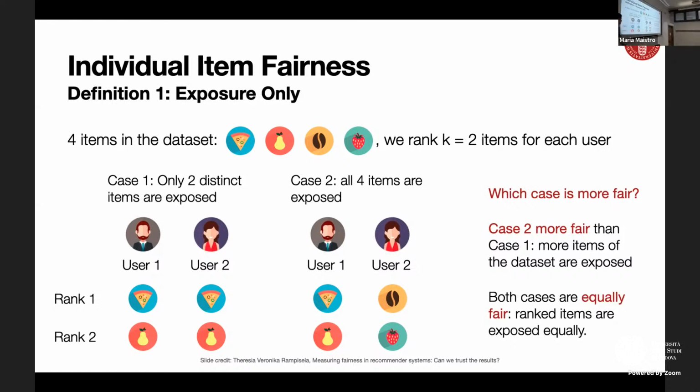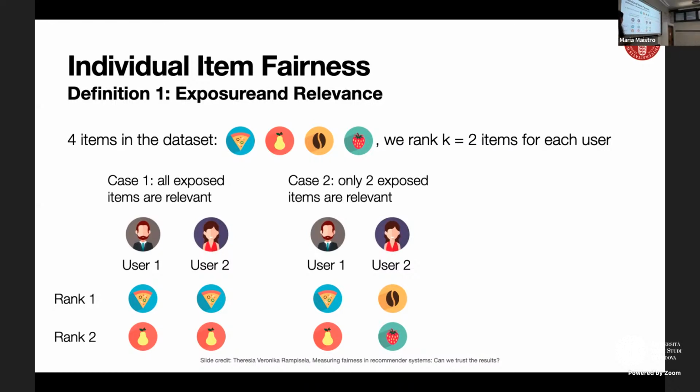But there are some cases where these 2 are considered equally fair. And this depends on the definition of fairness. This is because these items have the same exposure across users. So they don't care that 2 items are not exposed at all, but they just care about what is exposed to the user. So now, same example as before, but now we have a definition with exposure and relevance.